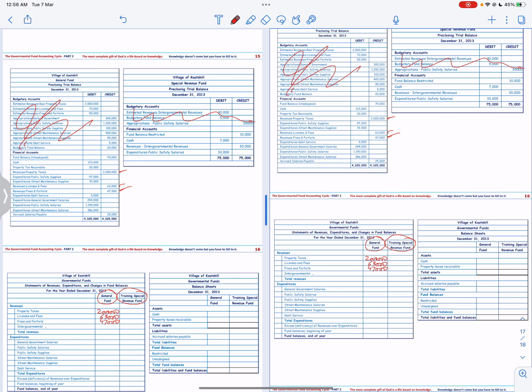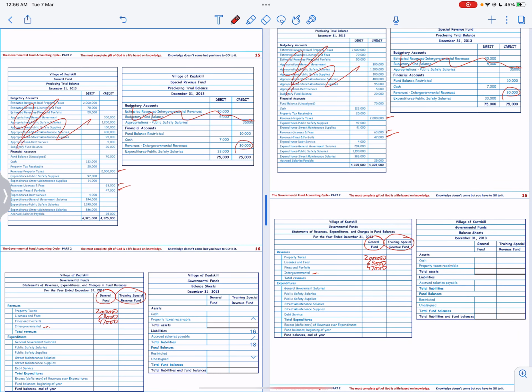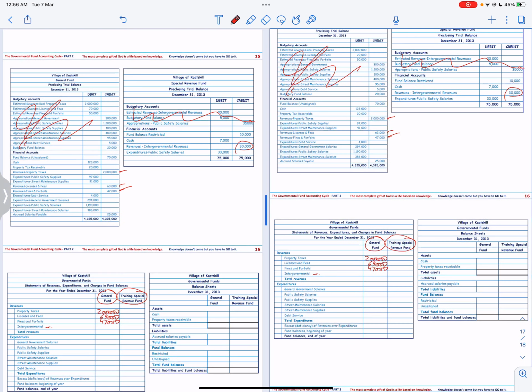This intergovernmental is for the special revenue fund, and for the intergovernmental we can see in the trial balance that intergovernmental revenue is 30,000. So we make the total, and the total is 143,000 and 30,000. Then we record the expenditures, and we go again for the pre-closing trial balance for general fund.